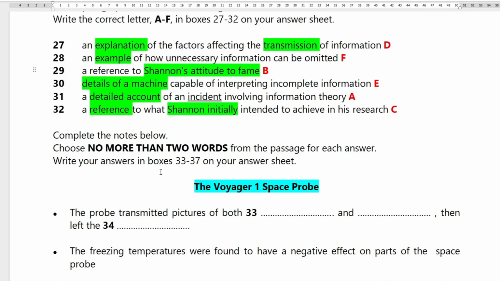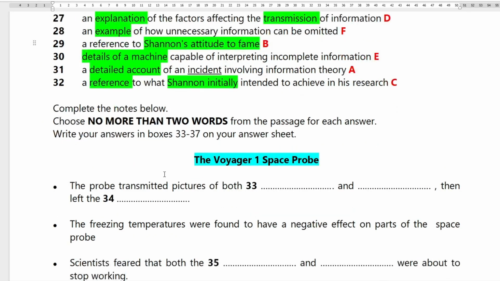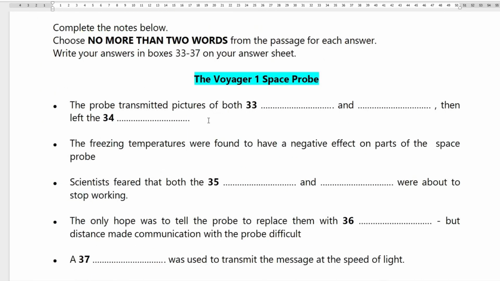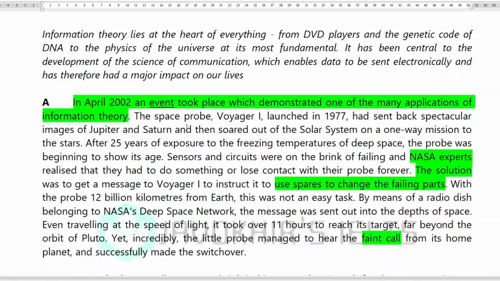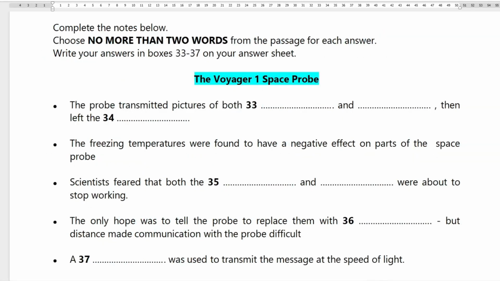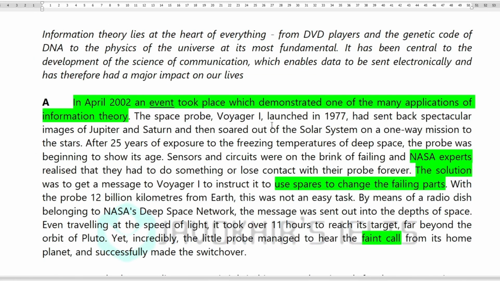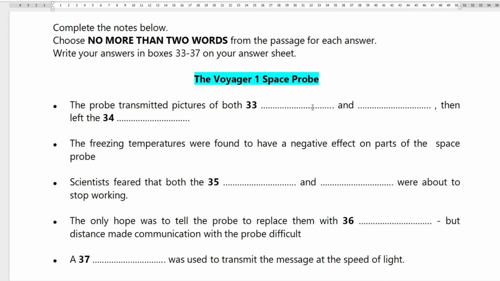Now, if we go for the sentence completion: the probe transmitted pictures of both something and something, then left the something else. Let's just search from paragraph A. So we know the space probe Voyager 1, launched in 1977, had sent back spectacular images of Jupiter and Saturn. So I think that is Jupiter and Saturn here.